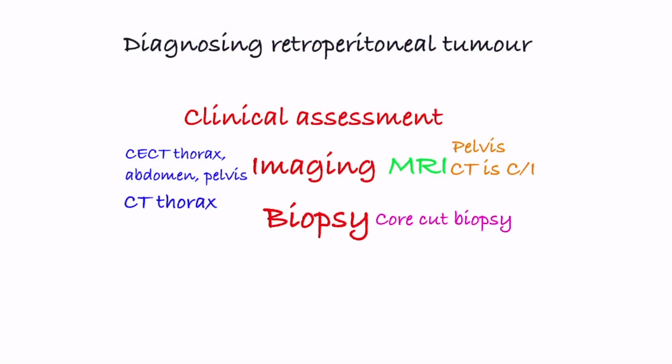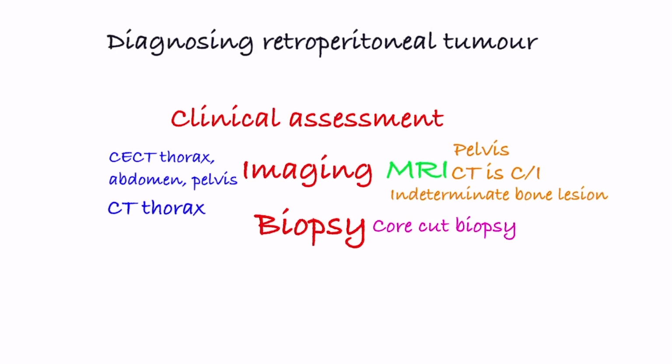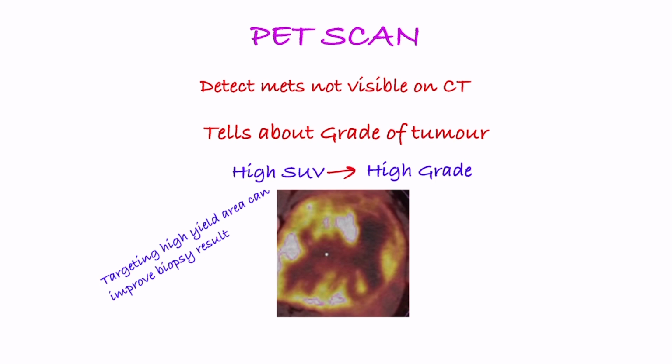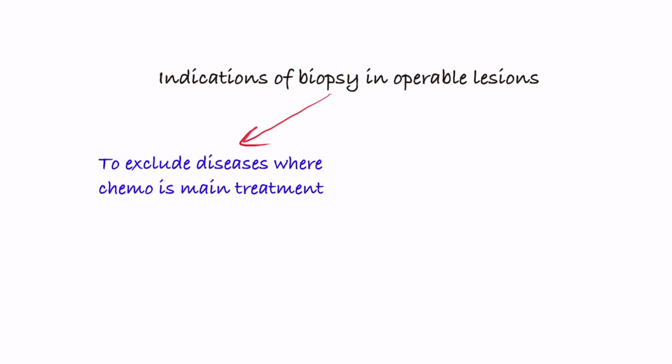The utility of MRI imaging in retroperitoneal sarcoma is limited, but is particularly valuable in patients with pelvic disease, when CT is contraindicated like contrast allergy and pregnancy, and in tumors with indeterminate bone involvement on CT. PET scan provides information about distant metastasis not visible on CT scan. It tells about grade of tumor, as glucose metabolism has been shown to correlate with tumor grade. Identifying the areas of maximal glucose uptake can be used to target preoperative biopsy in areas of greatest uptake and therefore highest grade.